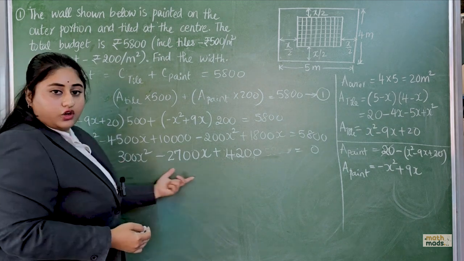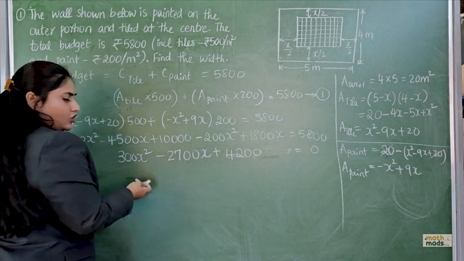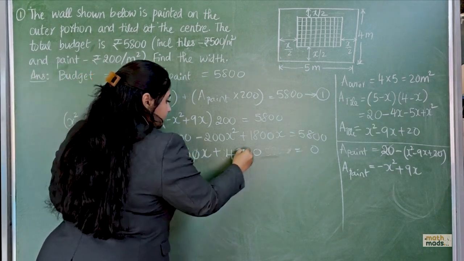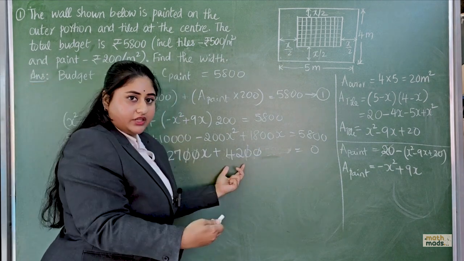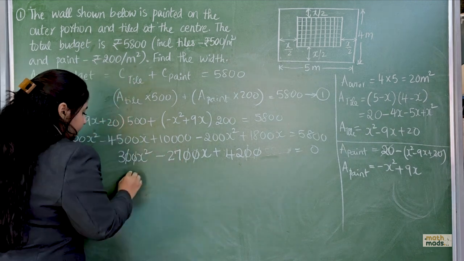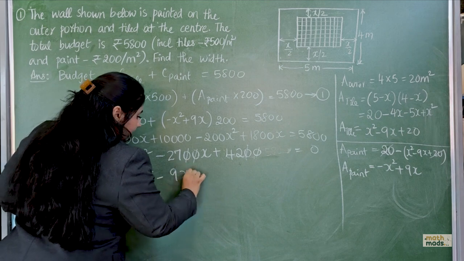So I can see something common in all the three terms, that is these two zeros. So let me cancel them out. Basically it's just I'm dividing by 100. So I'm going to cancel these zeros. Right? Now 3, 27 and 42. I'm still reducing it. All the three have 3 as the common factor. So let me divide by 3 also. So here I'll get x square minus 9x.